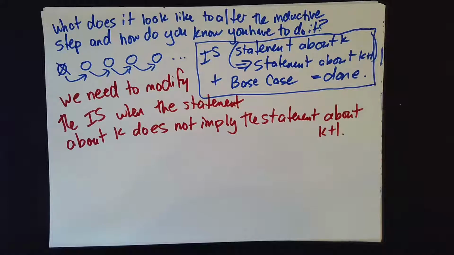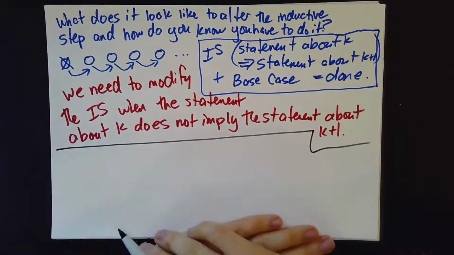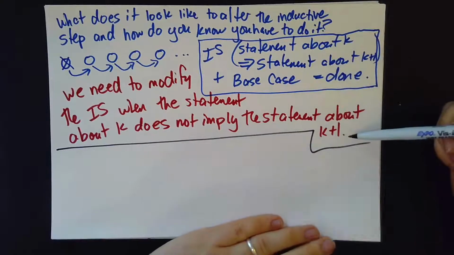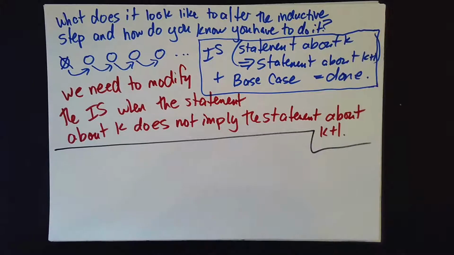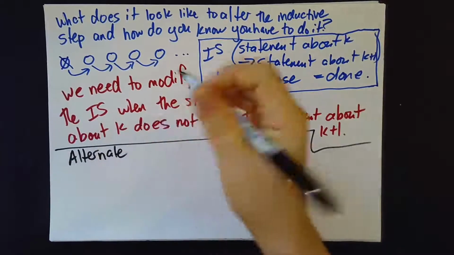So in other words, knowing that whatever this thing is true for 7 isn't enough to conclude that it's also true for 8. And so the modified inductive steps, we've done a lot of different kinds of modified inductive steps, all come down to, okay, well, if knowing the statement is true for k alone doesn't tell me it's true for k plus 1, what is enough to tell me it's true for k plus 1? Okay, so alternate inductive steps.